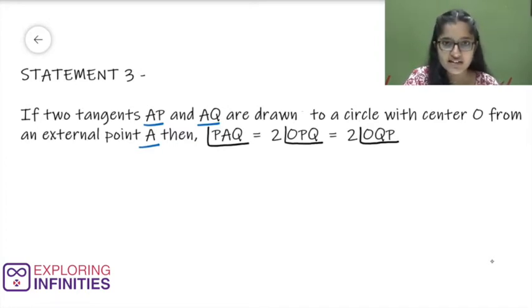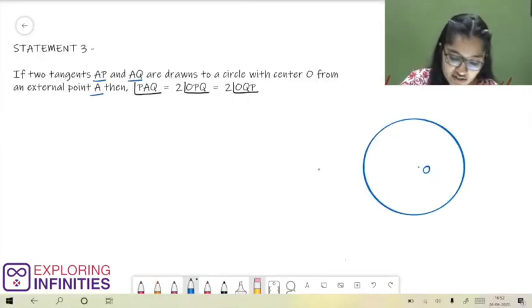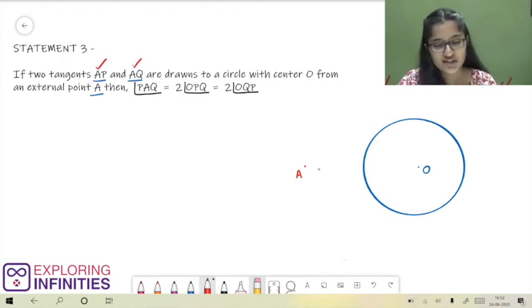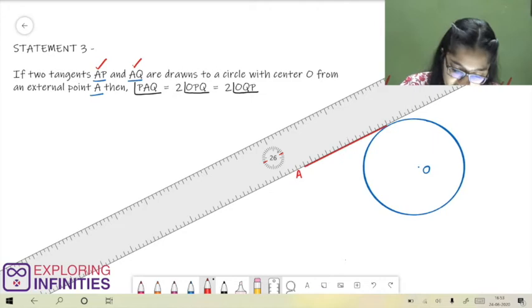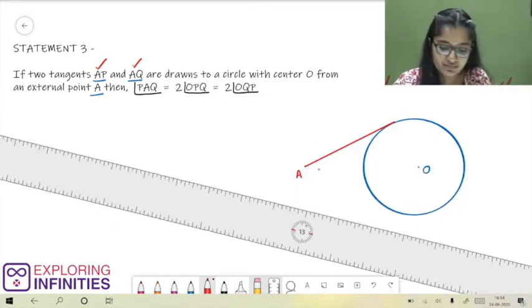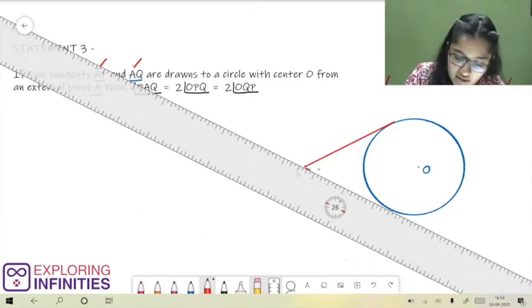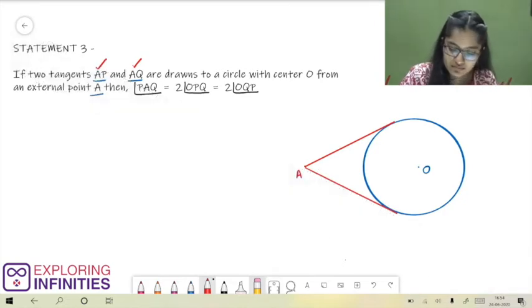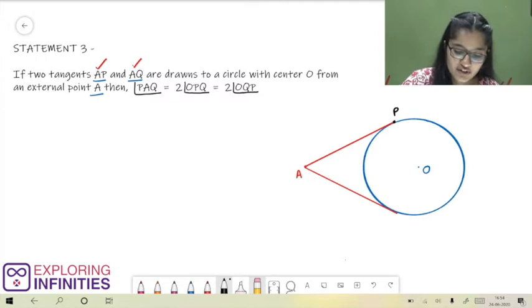In order to understand this statement, let us first draw our diagram. Here we have a circle having center O and our external point A. From this external point, it is given that tangents AP and AQ are drawn onto our circle. So here we have one of our tangents and this is our second tangent. The points of contact are P and Q.